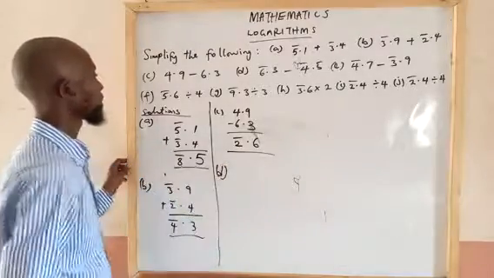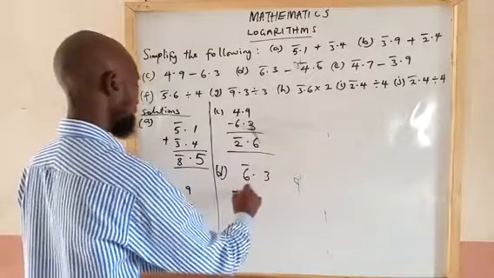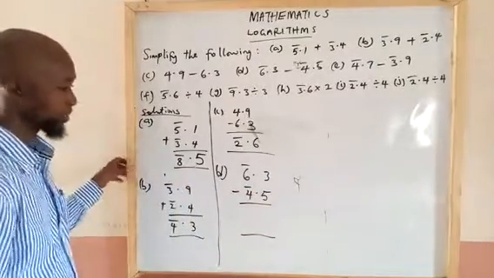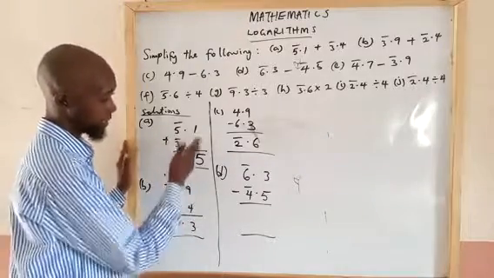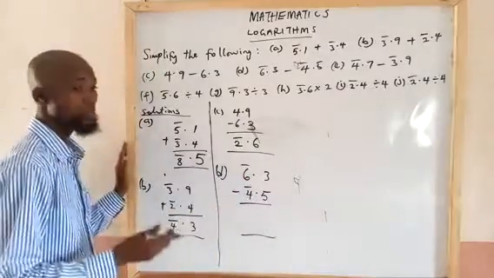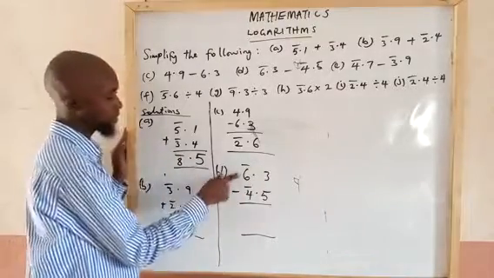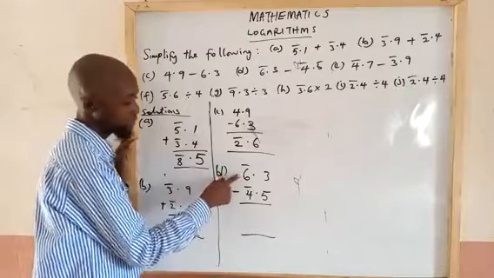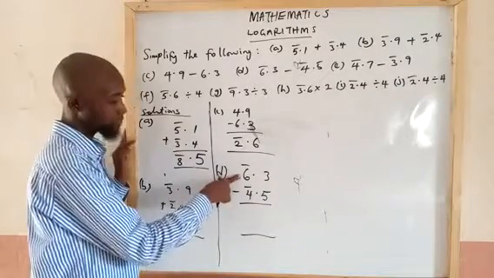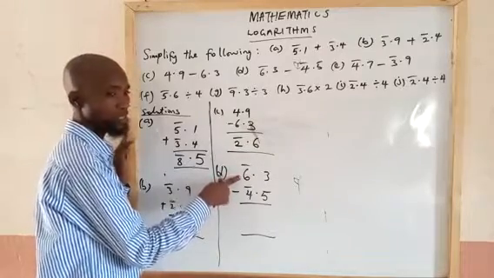In the D part of the question, what I have there is bar 6.3 minus bar 4.5. So to carry out this one is not different from what we did in example C above. So 3 minus 5 here, it is impossible to say 3 minus 5. So what we are now going to do in that case is run to this number to borrow 1. And we can see the number here is a negative number. So for this one to give us 1, it shows that this number now becomes minus 7.